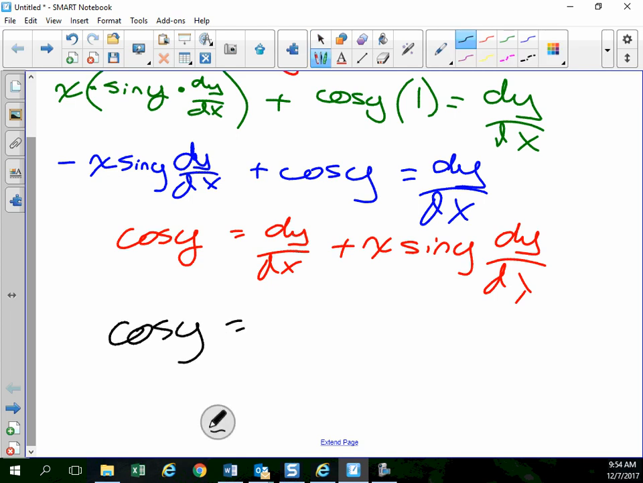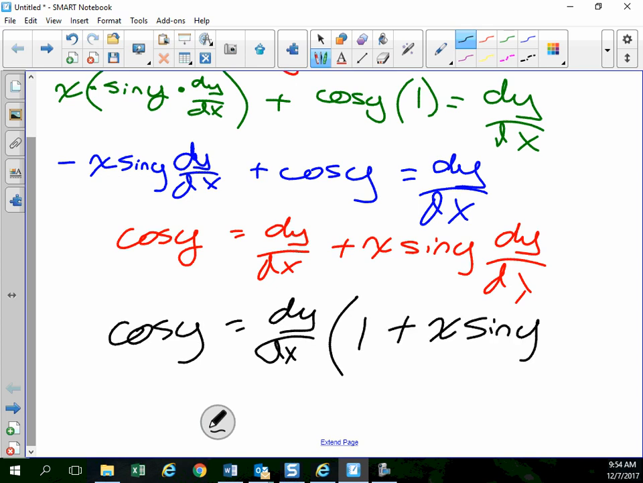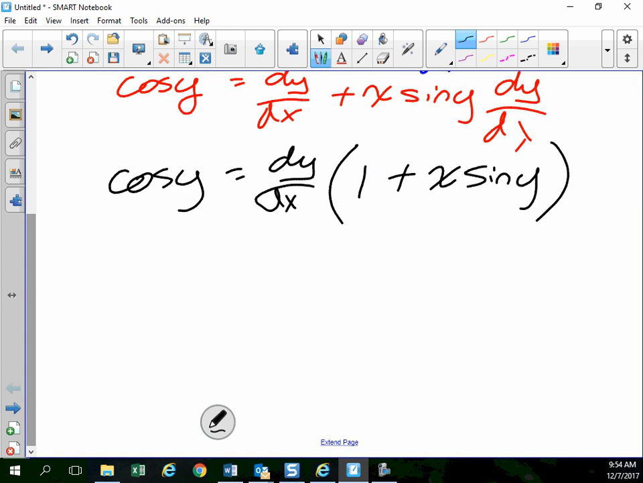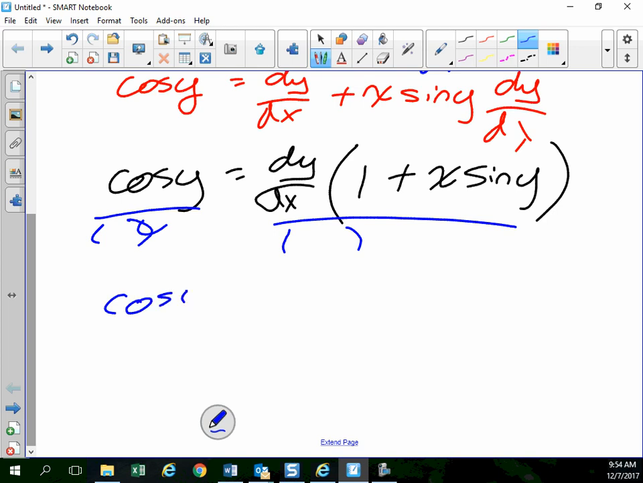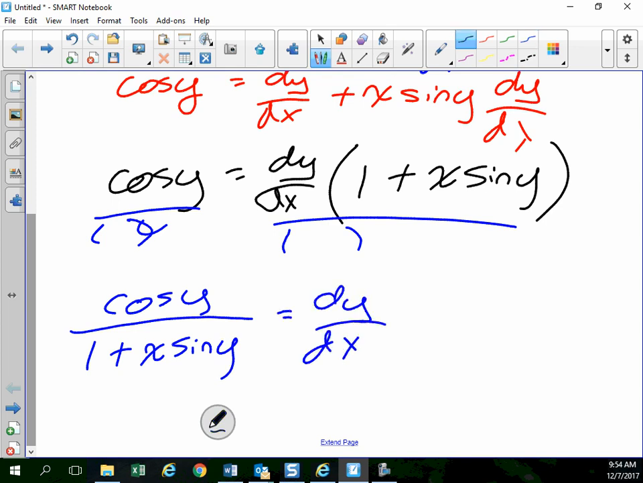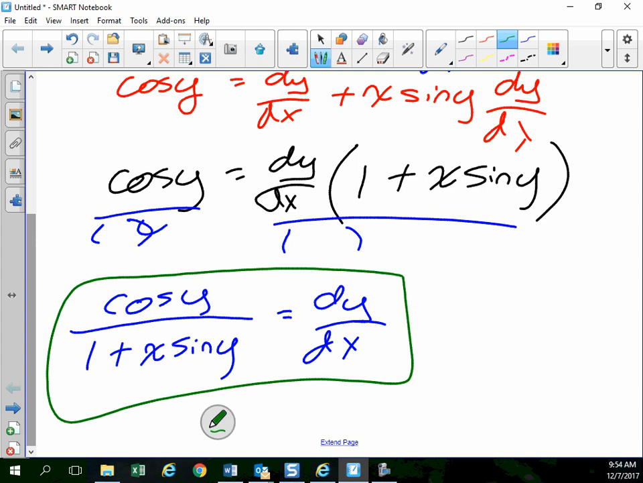So cosine y equals dy/dx times the parentheses, beautiful, and then divide by the parentheses. So cosine y over 1 plus x sine y equals dy/dx. There's my answer for 18.